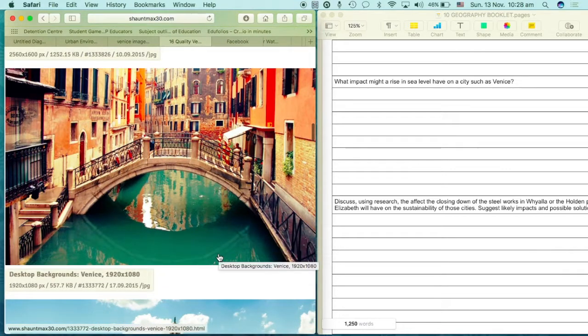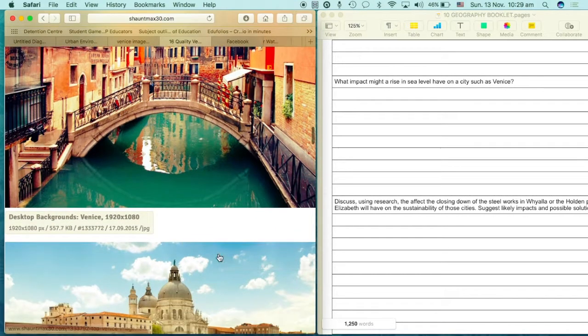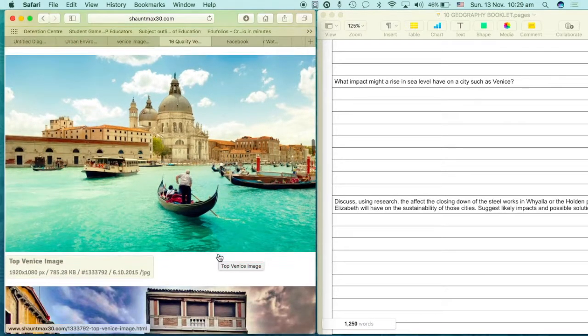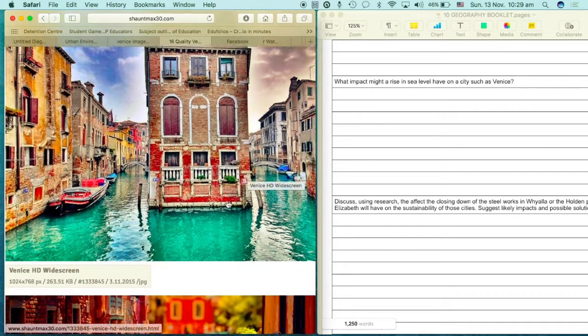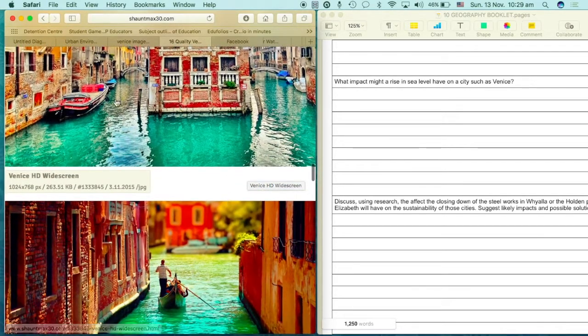So the impact on Venice is going to be a lot stronger than even something like New York, which is quite low-lying and interspersed with rivers. The impact is going to be a lot stronger and felt a lot faster somewhere like Venice.